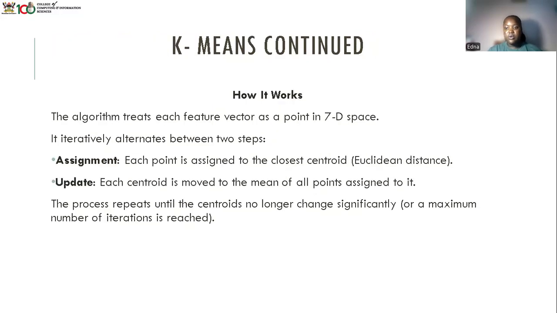K-means works in such a way that it treats each cyclist's 7-feature score as a single point in a 7-dimensional space, and the algorithm alternates between two steps. The first is the assignment step, whereby every point is assigned to the closest centroid using the Euclidean distance. The second is the update step, whereby each centroid moves to the mean position of all points assigned to it. This repeats until the centroids no longer shift, hence the clusters have converged.